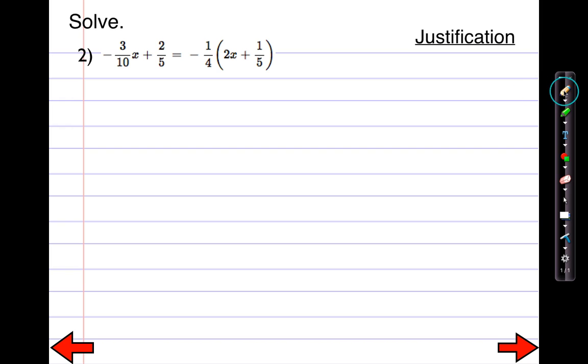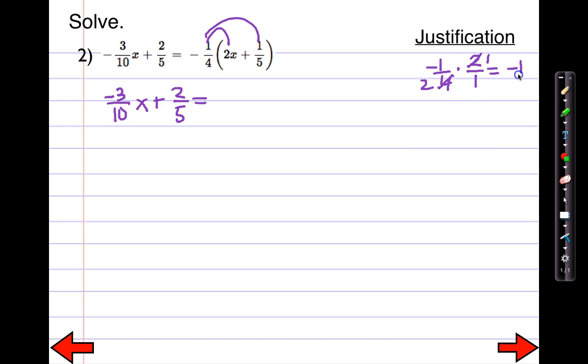Okay, so for number 2, the very first thing I notice I can do is distribute. So I'm going to go ahead and keep this the same. Negative 3/10 x plus 2/5 equals, I'm going to go ahead and distribute negative 1/4 times 2. I am going to put it over 1. I notice I can cross reduce by 2, leaving me with a negative 1/2.